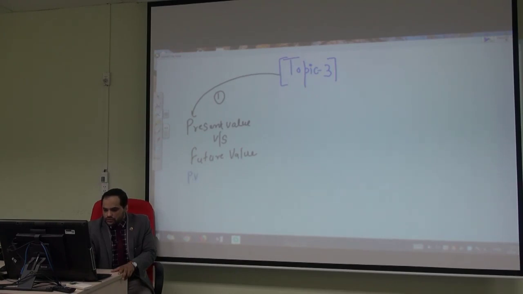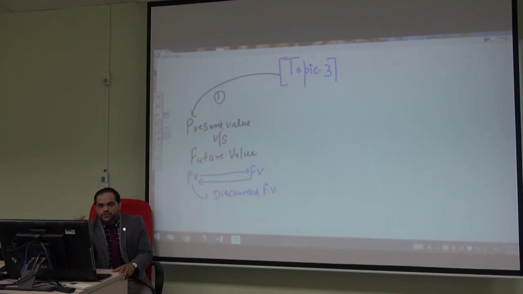In present value and future value, we have different ways to explain them. Remember, another name for present value is discounted future value. If the future value is discounted, whatever value we get after discounting is called the present value. So we can call it discounted future value.